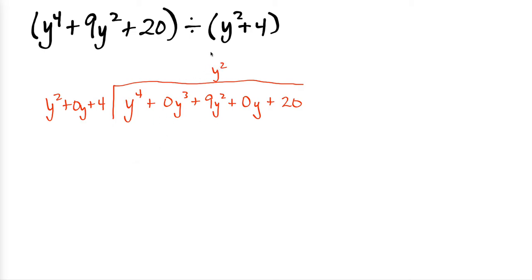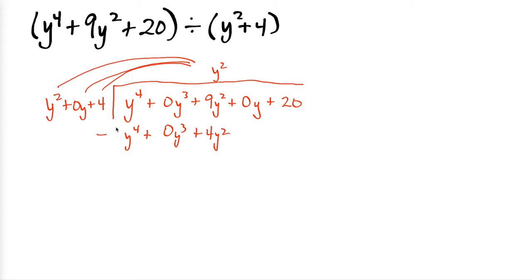Okay, so y squared times all three. That's going to be y to the fourth plus 0y cubed, so that won't work, plus 4y squared. So I'm going to subtract that whole thing. Okay. Let me erase those lines so I don't throw you off.